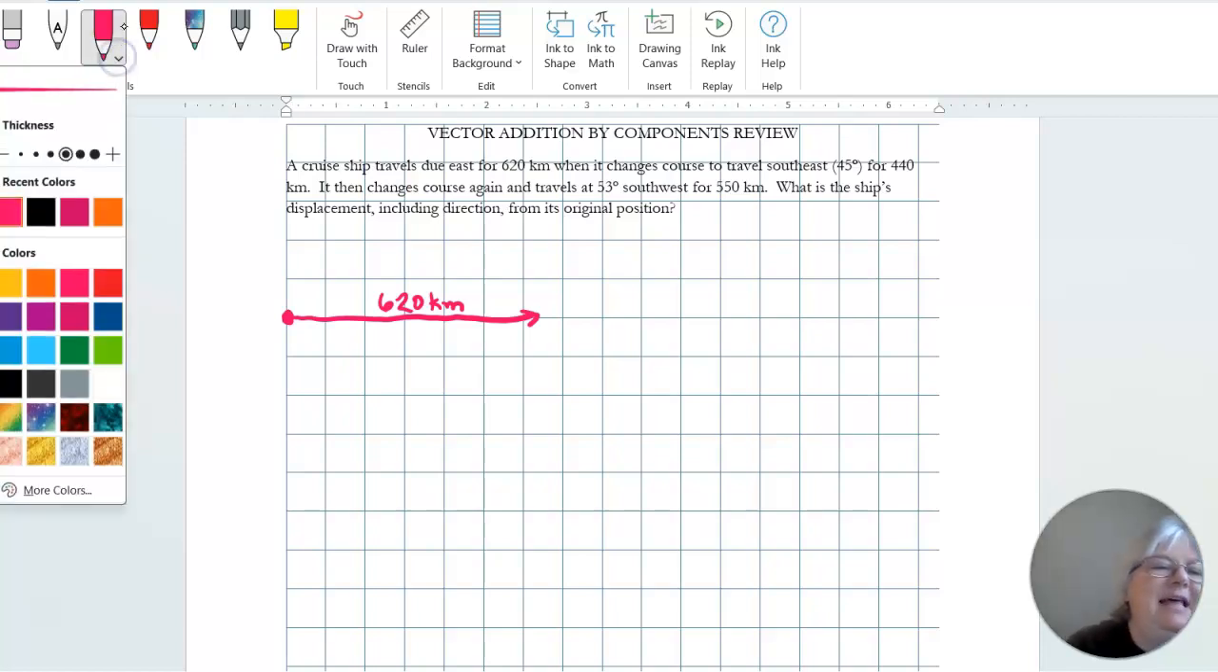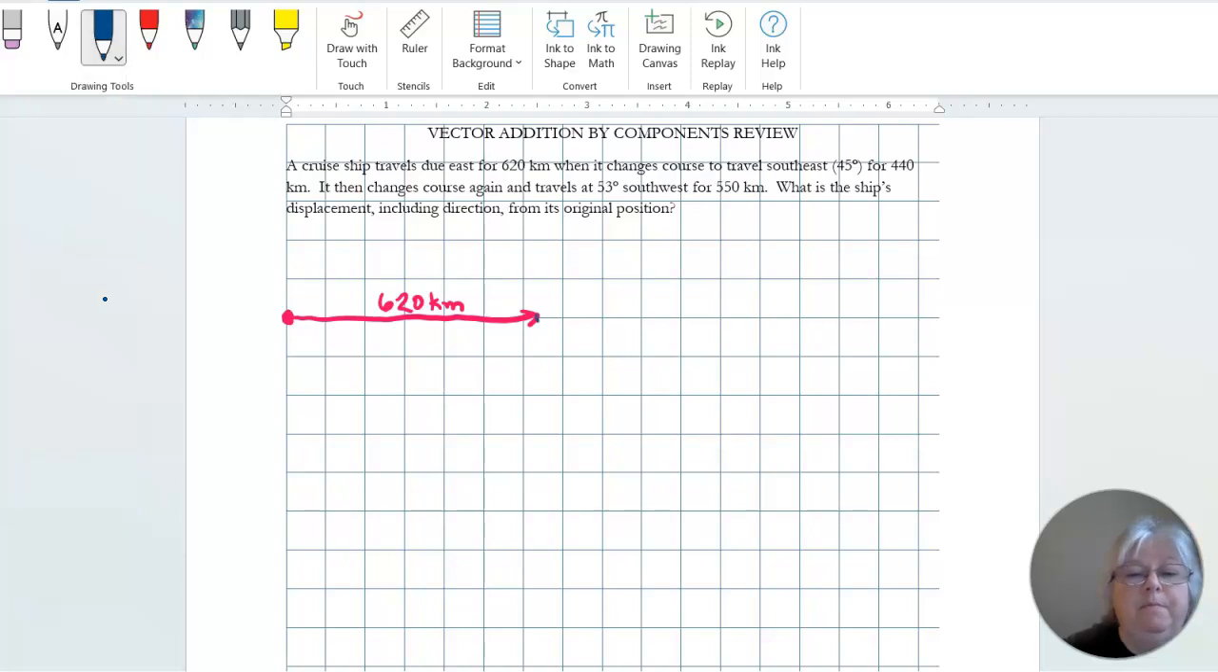My ship is then going to turn and go to the southeast. So I'm staying in the east, but now I'm going south as well, which is going to be below where I drew. And I'm going to estimate this. So this angle is 45 degrees, and this is 440 kilometers. Again, estimating.